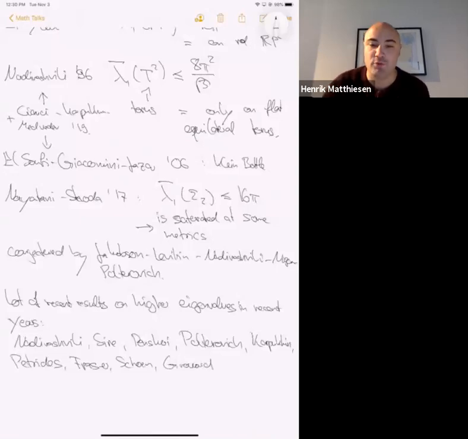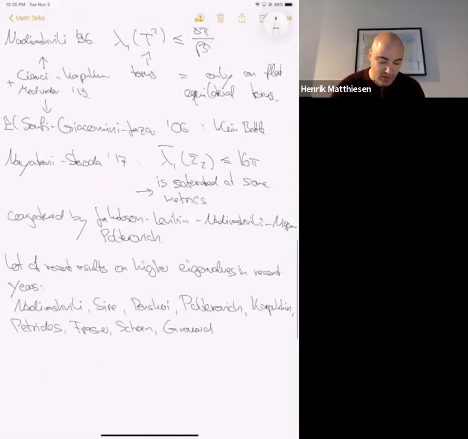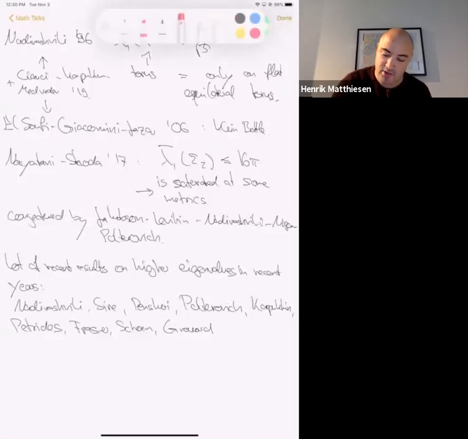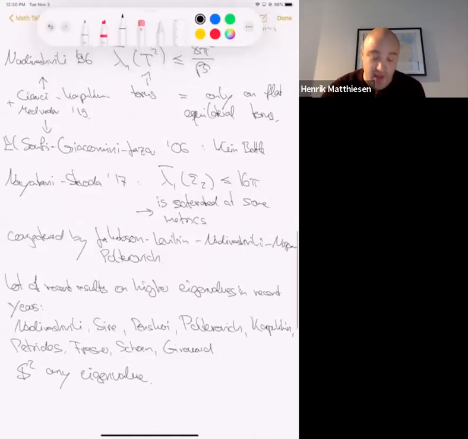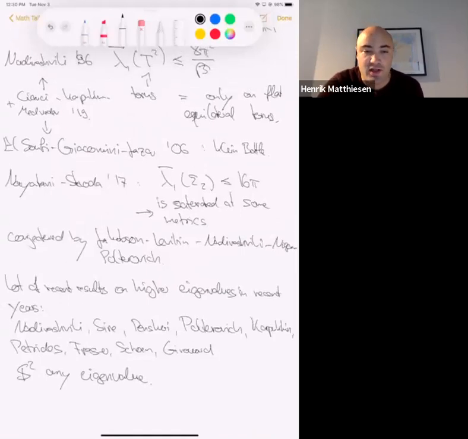Okay, so let me mention what we understand in that case by now. We completely understand what's happening on the two-sphere, any eigenvalue. The story here is that it started with Nadirashvili doing the second eigenvalue, then it was Nadirashvili and Sirker doing the third, and then it was Nadirashvili, Penskoy, Petrides, and Kapukhin doing any eigenvalue, relying on work by Romain Petrides.